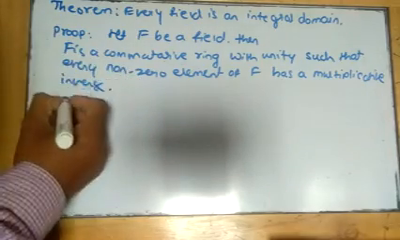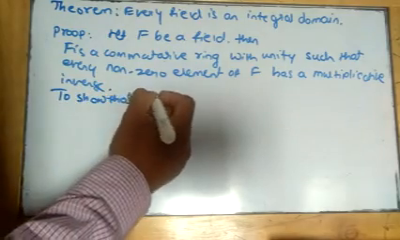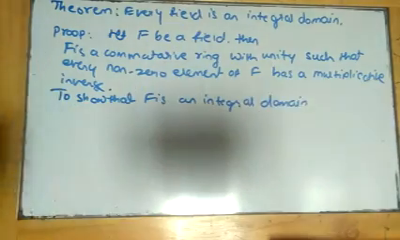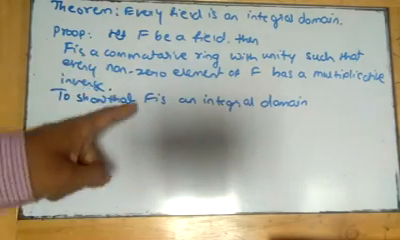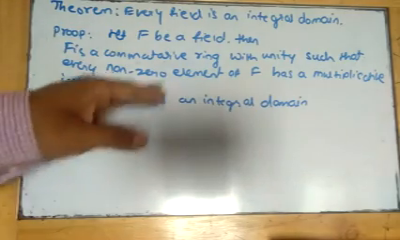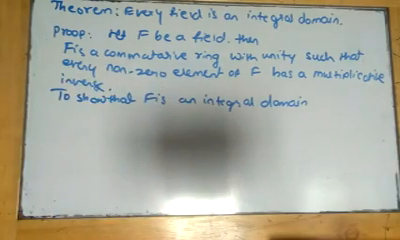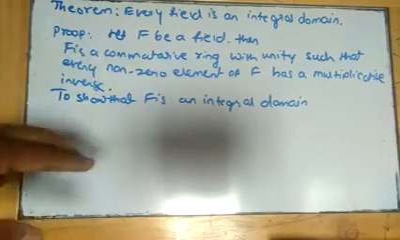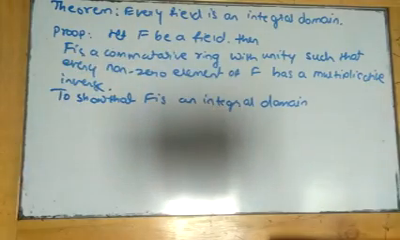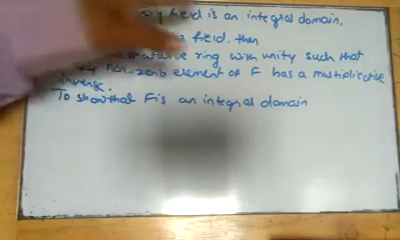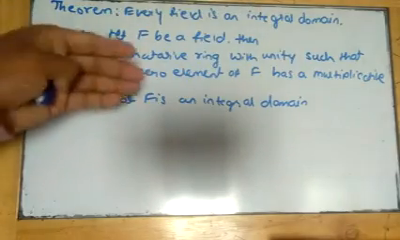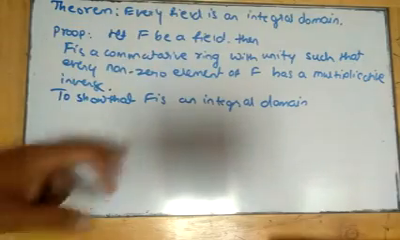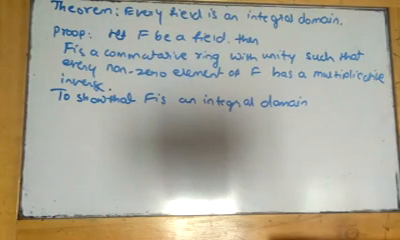Now to show that F is an integral domain, we have to show that F is a commutative ring with unity and is without zero divisors. Already we have taken F to be a field, and a field is a commutative ring with unity. So that is proved, no need to prove that again. The only thing we have to show is that F is a ring without zero divisors.